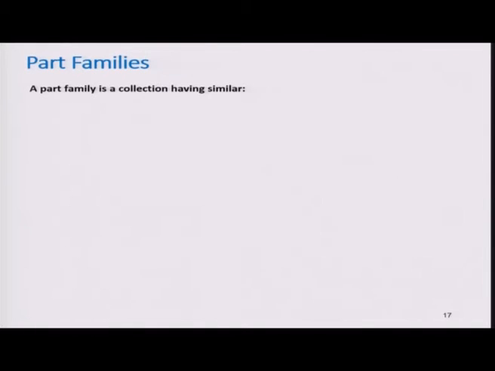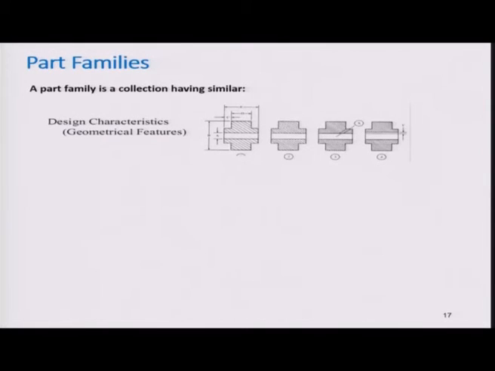Part family. Now I will tell you what a part family is. A part family is a collection of parts having similar design characteristics. Here you can see, for example, these are different parts, but they have similar characteristics. You have to make a drilling of diameter A in each part, and they are round in shape. So you can club them together in one family.